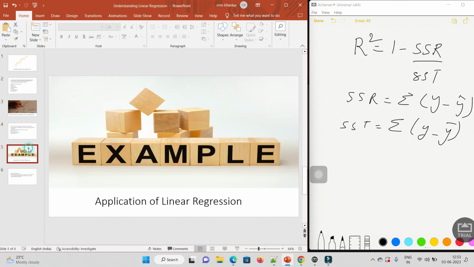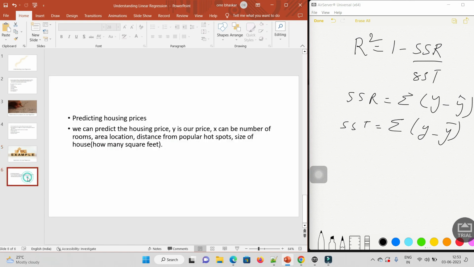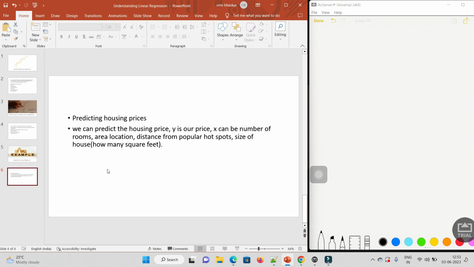Okay, let's go to session 3, an example application of linear regression. Now that we have a solid foundation, it's time to put our knowledge into action. The example we are going to take is we'll step into the world of predicting housing prices and witness how linear regression transforms data into powerful insights. We can predict the housing price.